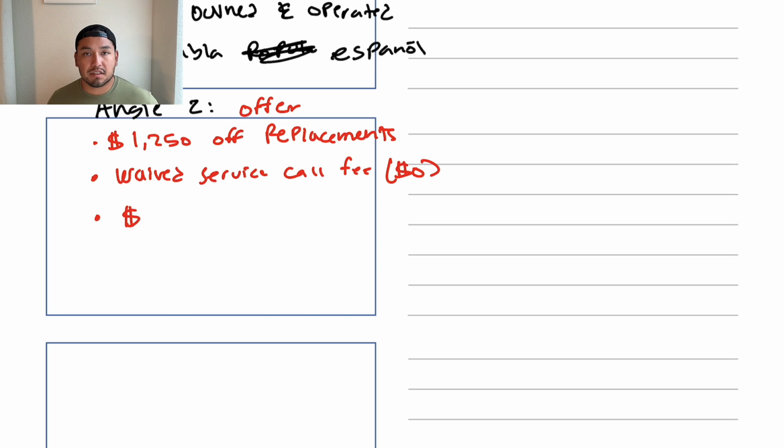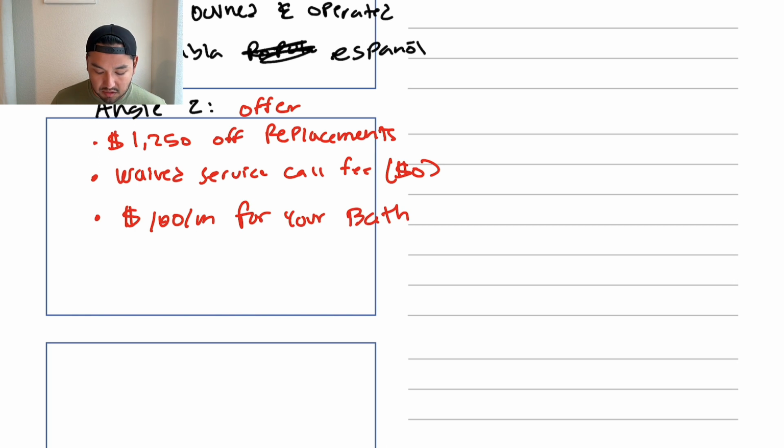So financing, for example, is another example. You could do $100 per month for your bathroom remodel, right? Or something like that. You can definitely try that out. Obviously, you have to talk to the client and stuff like that, but these are little things. You want to state your offer in the headline. Definitely test that out against these other angles that we're going to talk about.